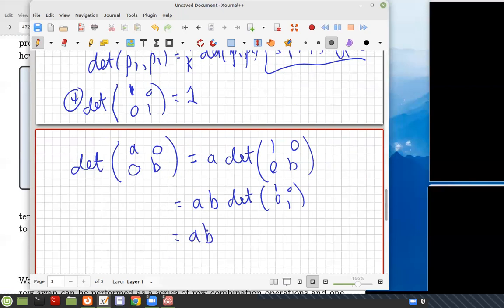Okay? So you can see how this really works for any size matrix. So the determinant is equal, if the matrix is diagonal, if it only has diagonal entries, to the product of those diagonal entries, right?